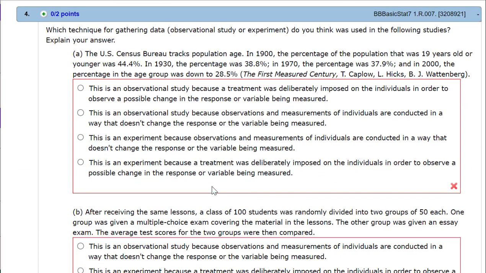Which technique for gathering data, observational study or experiment, do you think was used in the following studies? Explain your answer. The U.S. Census Bureau tracks population. In 1900, the percent of the population that was 19 years old or younger was 44% in 1930. So they're tracking all this. So the question is, you can see we're dealing with an observational study or an experiment.